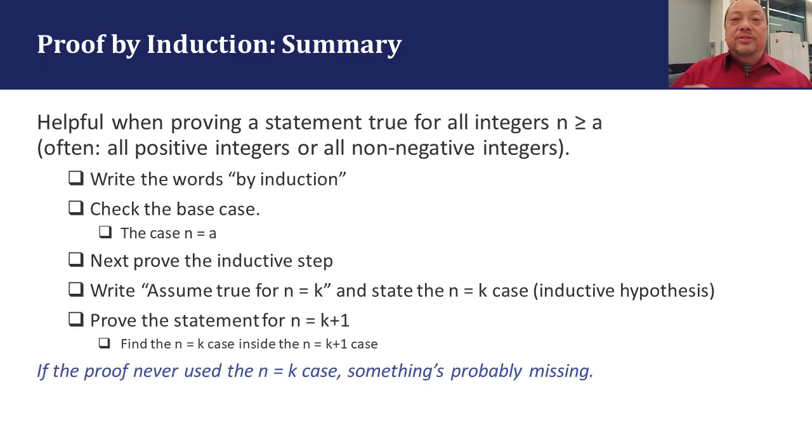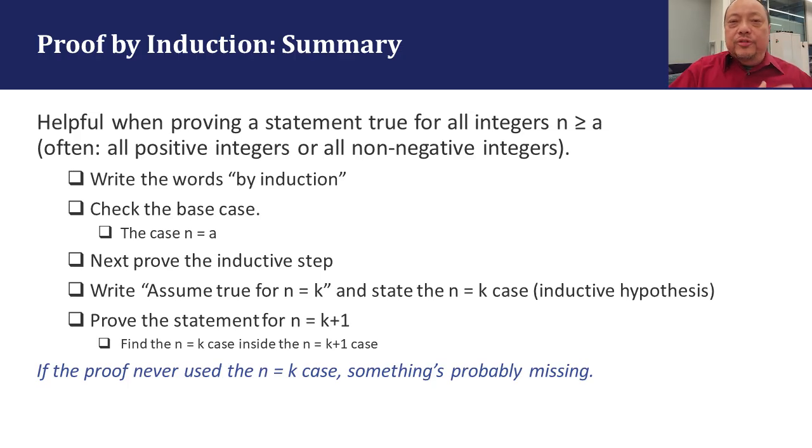The process is, first we write the words proof by induction. We check the base case, the smallest n applicable to the statement. Next, we prove the inductive step. We write the words assume true for n equals k. We write down that assumption by plugging in k for n in the statement. That would be our inductive hypothesis. Then we write what we need to prove. We want to prove, then plug in k plus 1 for n. Proceed to do the proof, right?